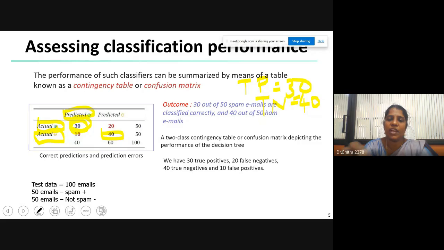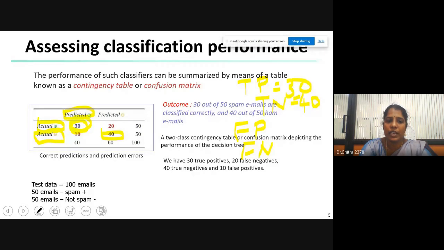Actual means the value available in the data set. Predicted means the value predicted by the developed classifier. If both are positive, that is true positive. If both are negative, that is the true negative value. Again, two more terms are used here: false positive as well as false negative.